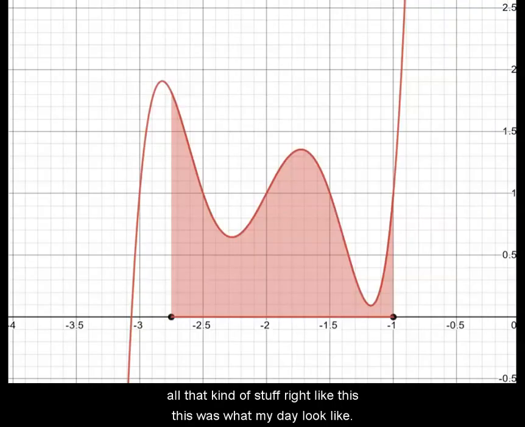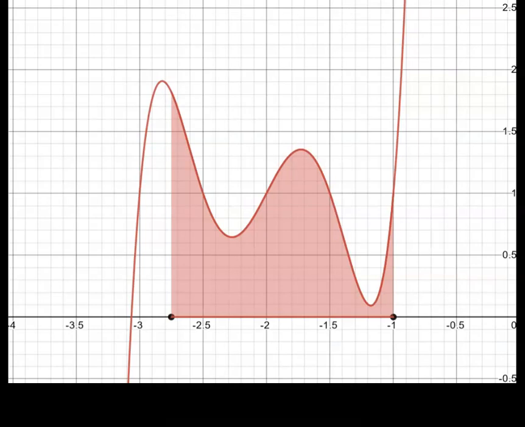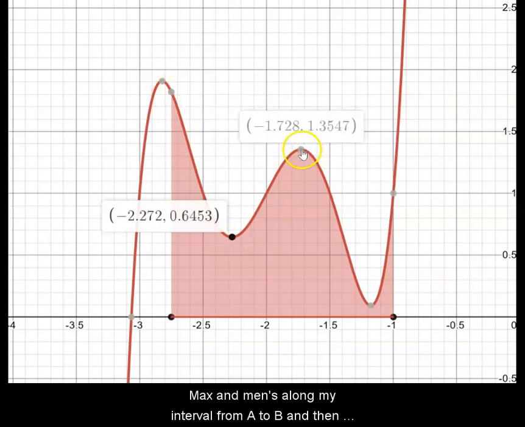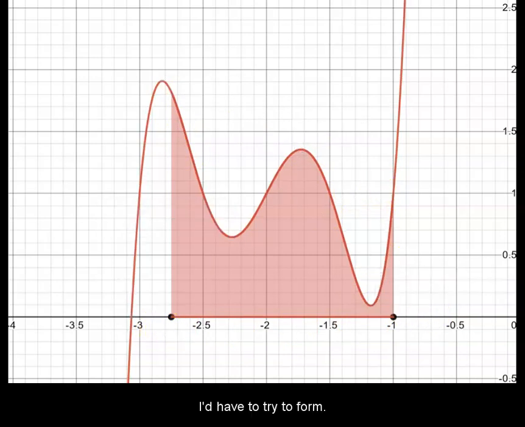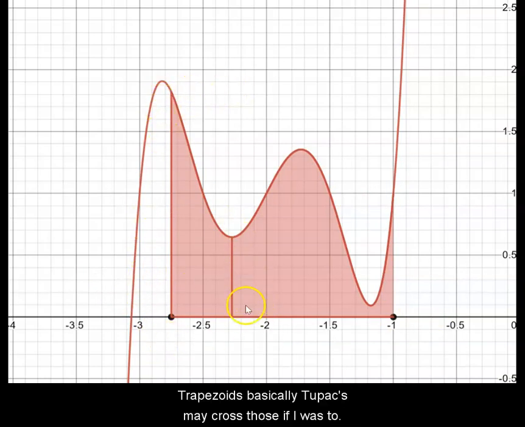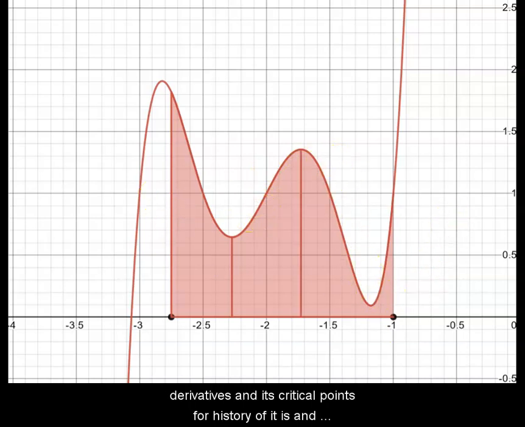Like this. So for instance, if this was what my curve looked like, I'd have to find all of the local maxes and mins along my interval from a to b, and then I'd have to try to form trapezoids basically to approximate across those. If I was to not use rectangles, and I wanted to do it as minimal as possible, it's actually a lot more work because I have to take my function, find its first derivatives and its critical points, and then I have to evaluate. It's a lot of work.